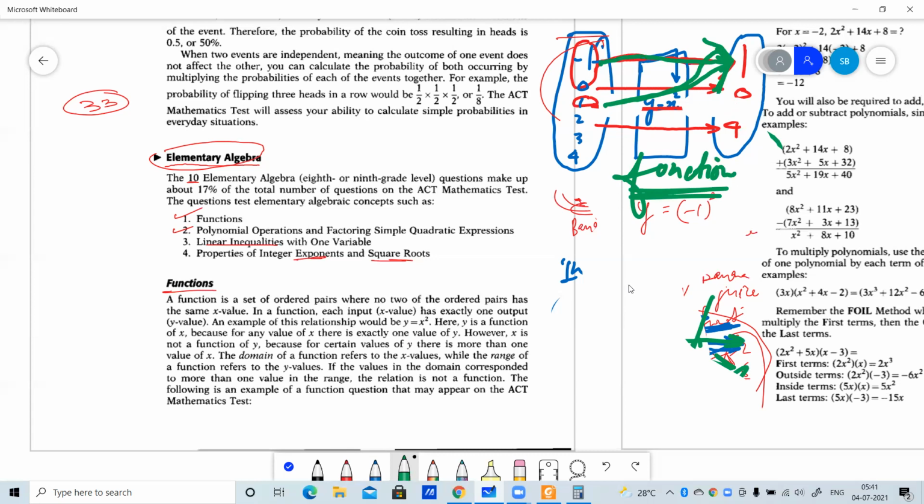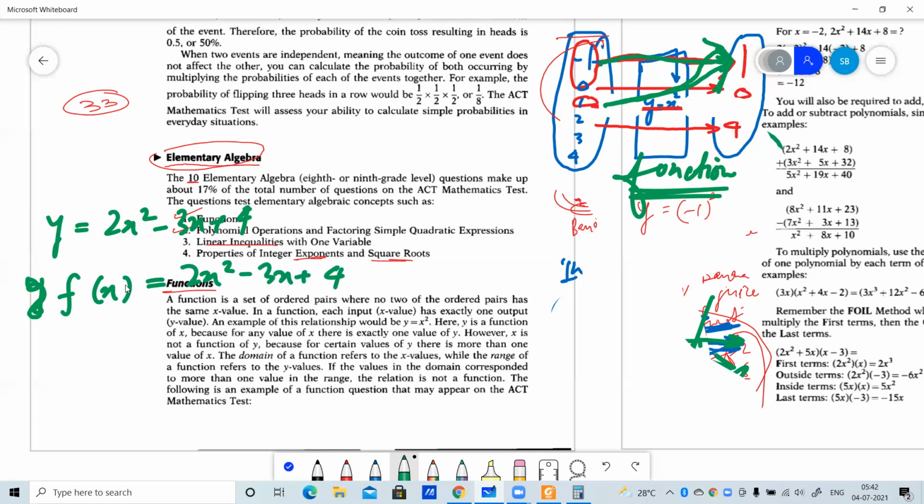Wonderful. Now, the functions, for example, y equals 2x squared minus 3x plus 4. This will also be a function. It will also be having the same thing as we did right now, that each input will be giving you one output. But the function is written as, this y is written as f of x. It's just a fancy way of writing y and nothing else. Just a different way of writing y. f of x equals 2x squared minus 3x plus 4 and nothing else.